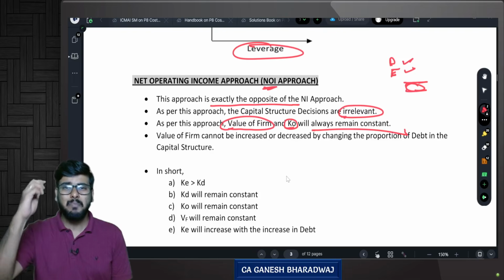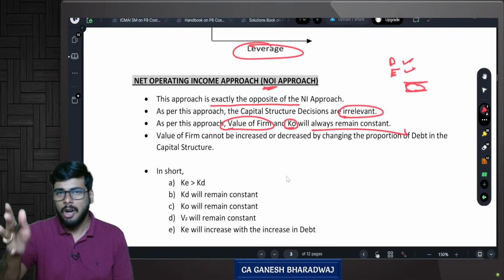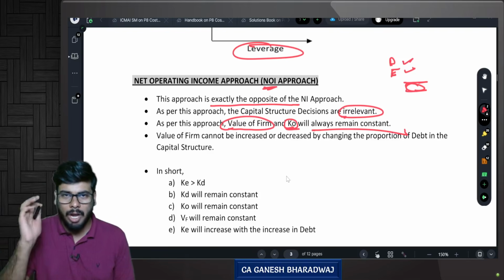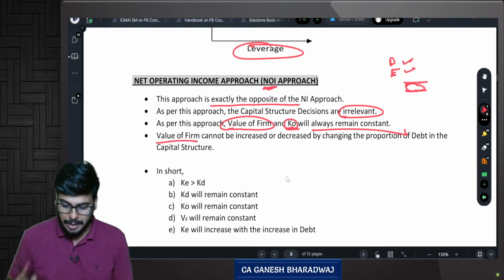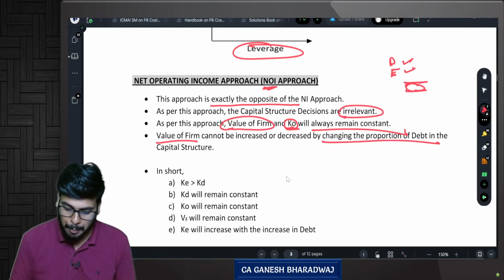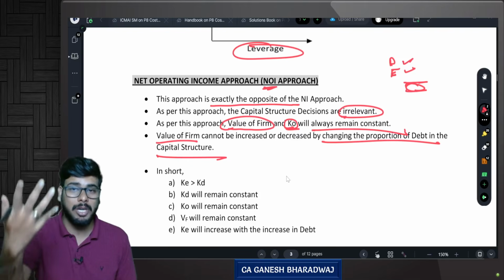They are saying that because of your capital structure, you cannot increase the value of the firm or reduce the KO. It will always be the same. Are you clear with this? The value of the firm cannot be increased or decreased by changing the proportion of debt in the capital structure. Sir, how is this possible, sir?